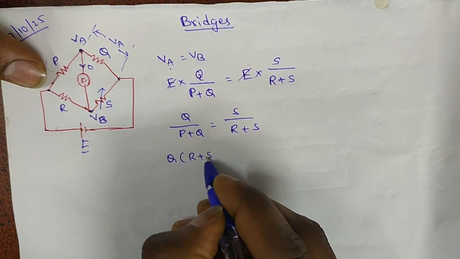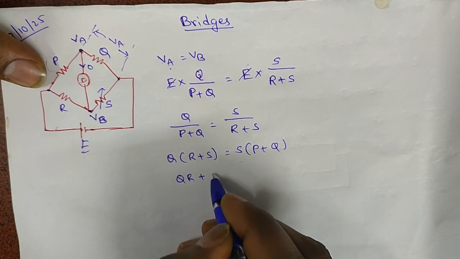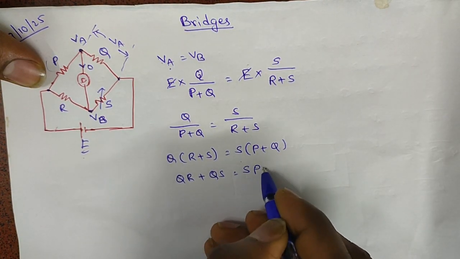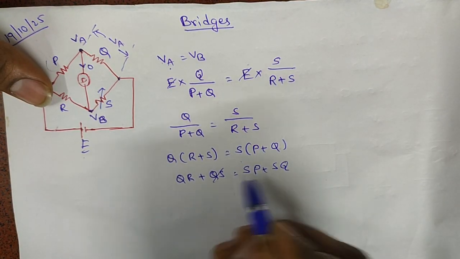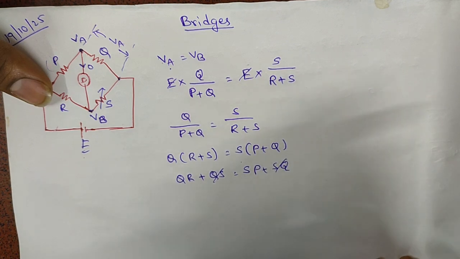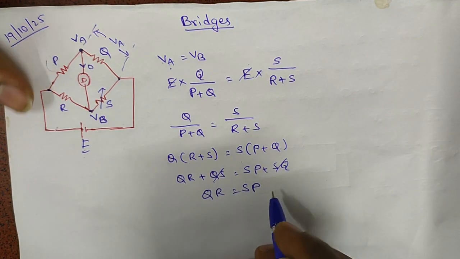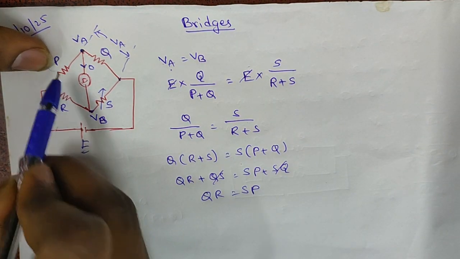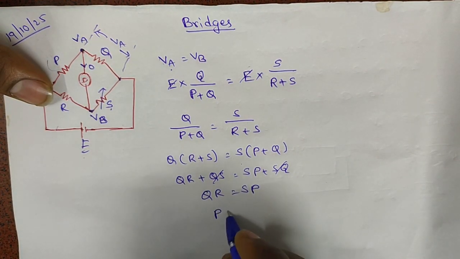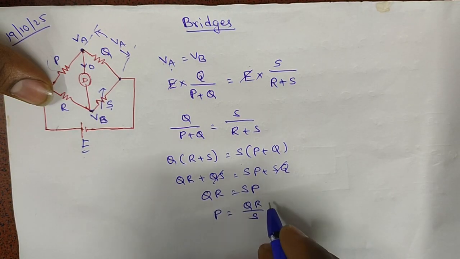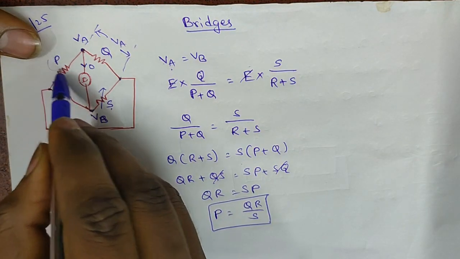Then Q into R plus S is equal to S into P plus Q. QR plus QS is equal to SP plus SQ. Here we can see QS and SQ are the same, so they cancel out. Therefore QR is equal to SP. So P is the unknown resistance, and this is S, and Q and R. We can write P is equal to QR by S. In this way, using Q, R and S, we can measure P.